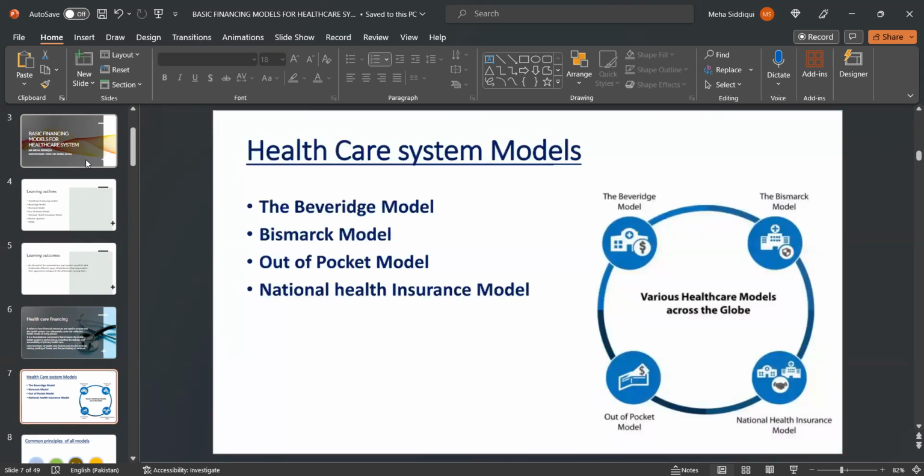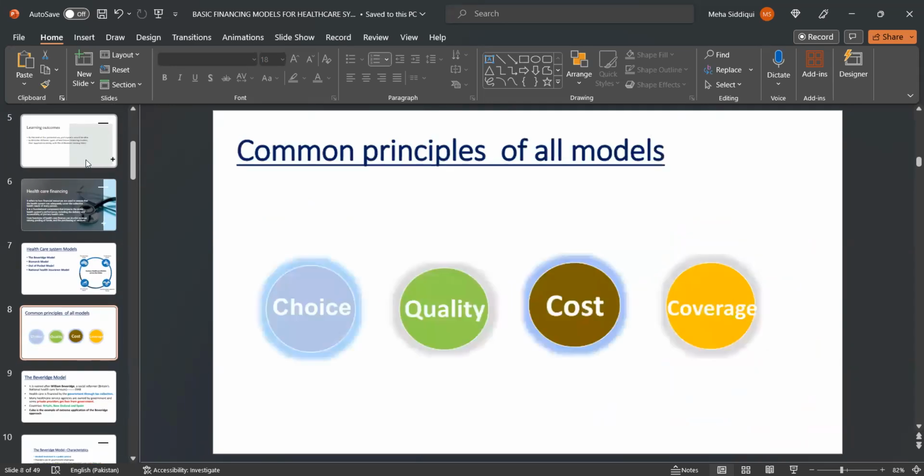Now, these are the four models of healthcare financing system. First we will discuss the Beveridge model, then the Bismarck model, out-of-pocket model, and national health insurance model. The common principles of all models are choice, quality, cost, and coverage.